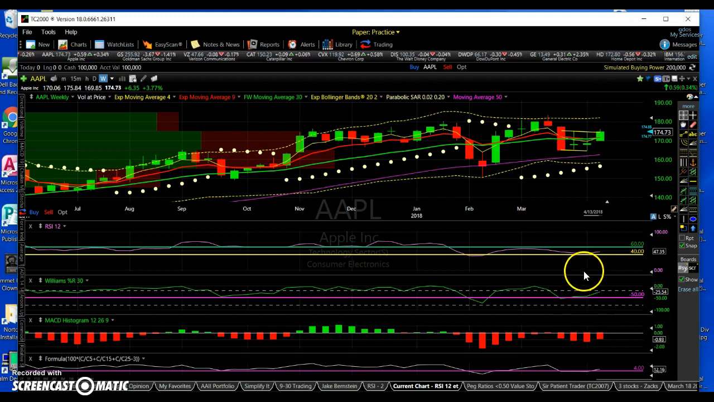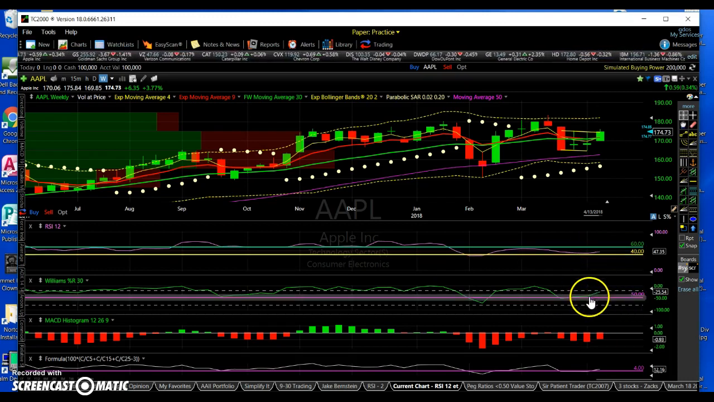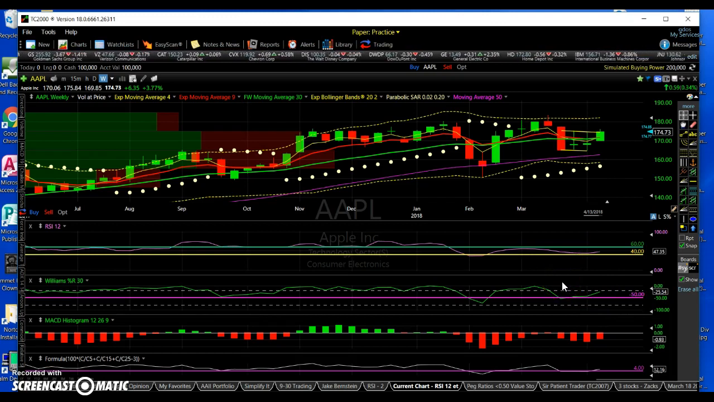The RSI 12 is staying above 40, and Williams is above 50%. So all that shapes up pretty good for Apple.